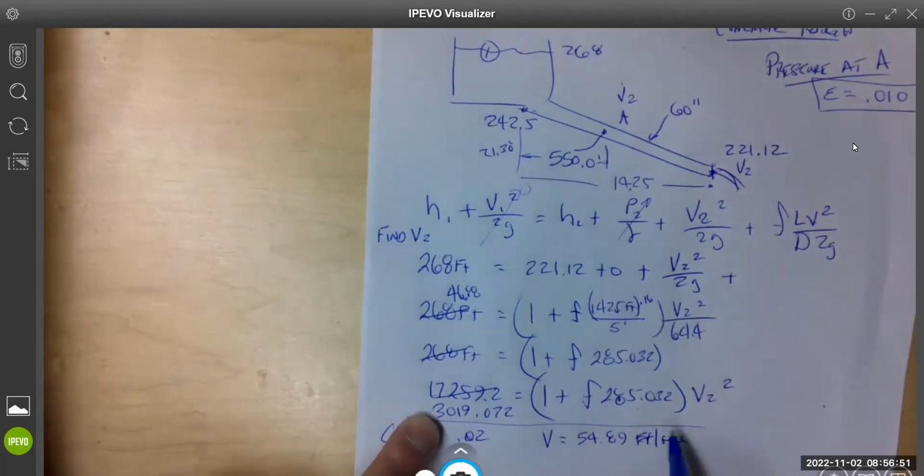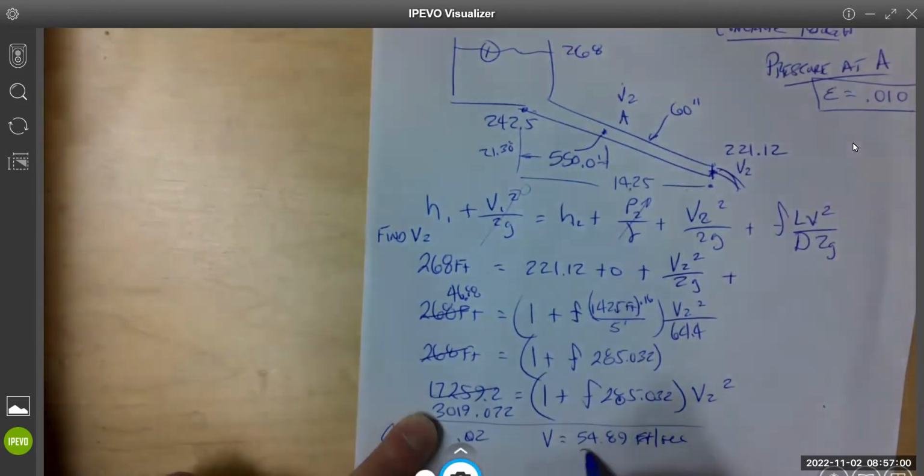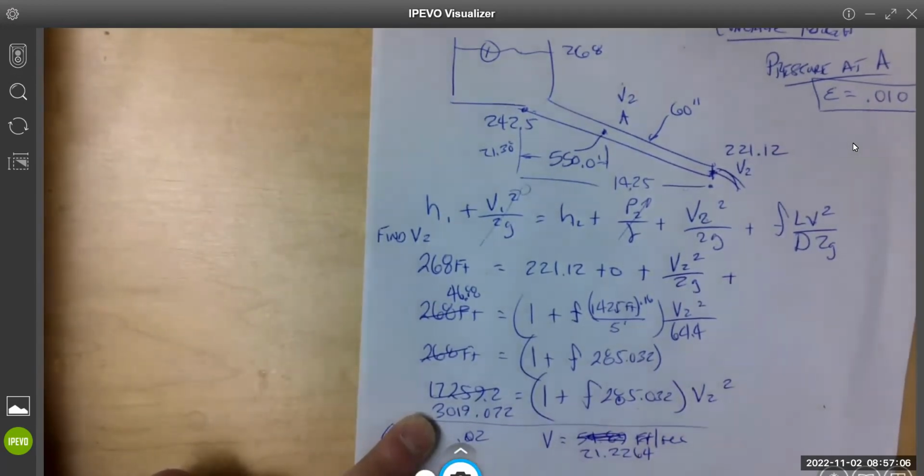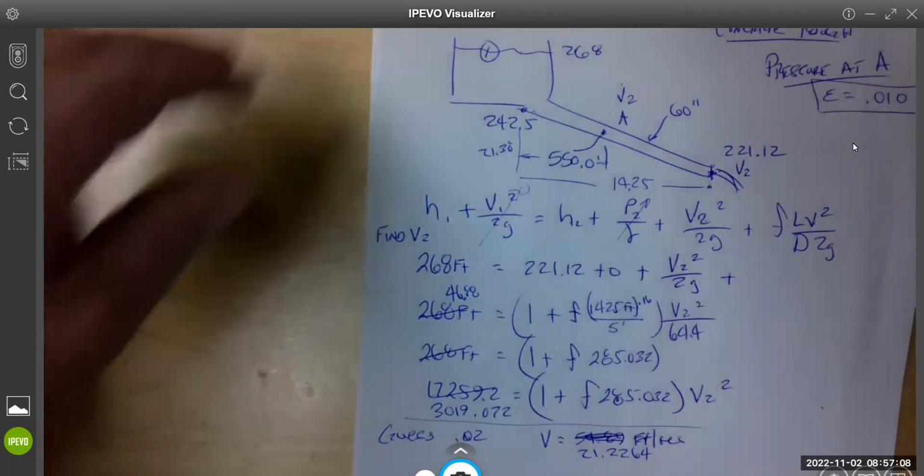No, this is a multiplication, so this is a plus, right? You have to divide it. So I get 21.2264. All right.